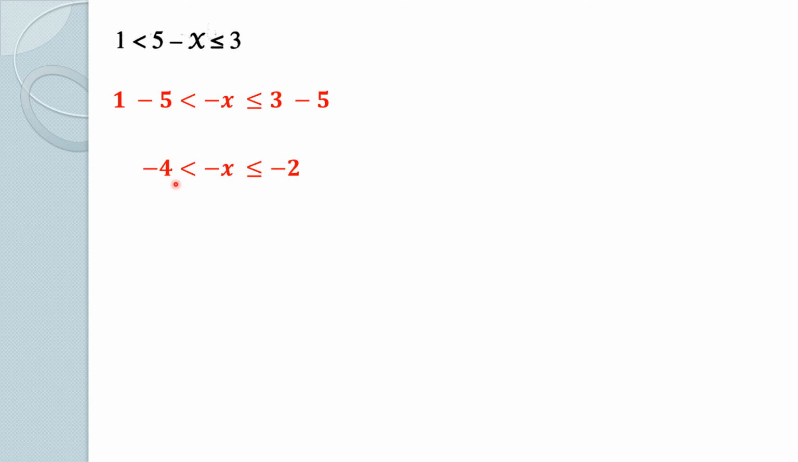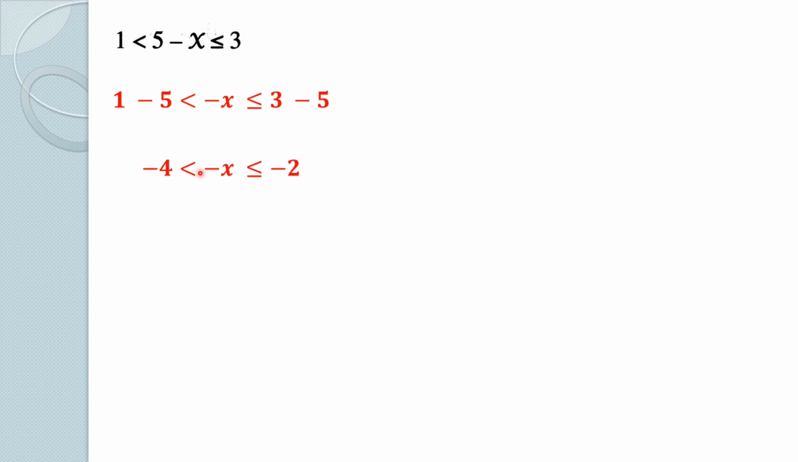The next example: 1 less than 5 minus x less than or equal 3. To remove 5, add negative 5 to the 3 sides of the inequality. Here we have 3 sides. So 1 minus 5 less than negative x less than or equal 3 minus 5, which means negative 4 less than negative x less than or equal negative 2.